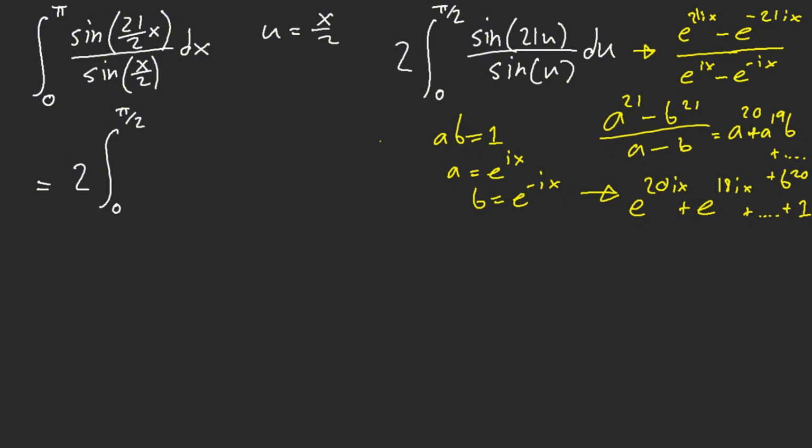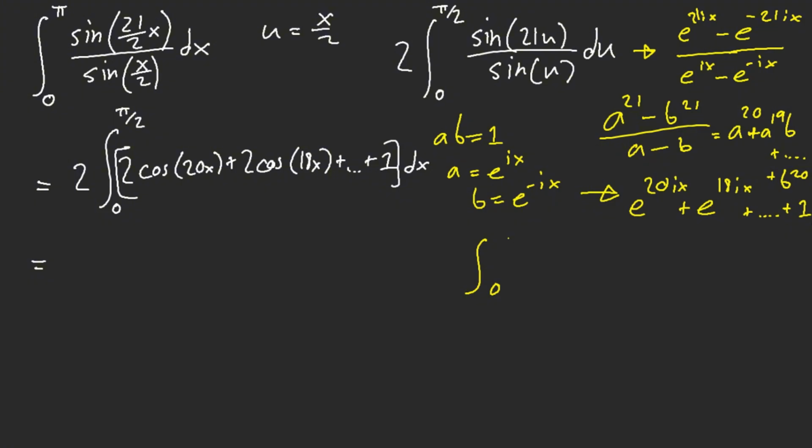Okay, so because of that, we see that we're gonna end up having 2 cosine of 20x plus 2 cosine of 18x all the way to 1. Okay, don't forget that we have an extra 2 here. Okay, now for whatever you can generalize with yourself.